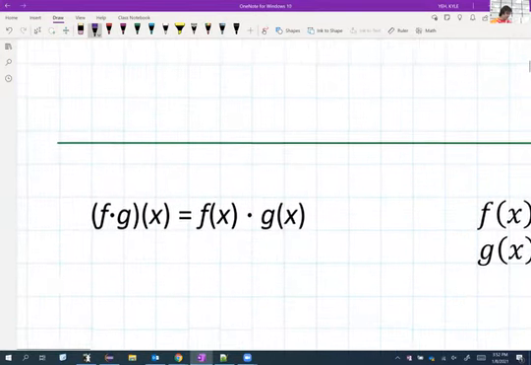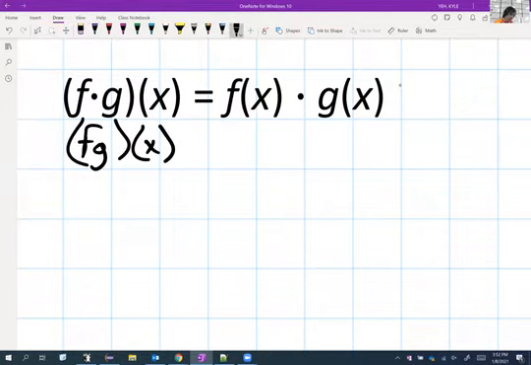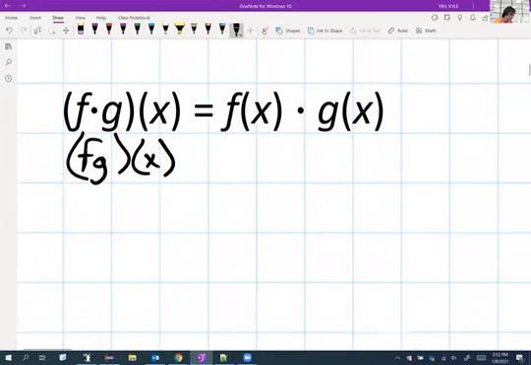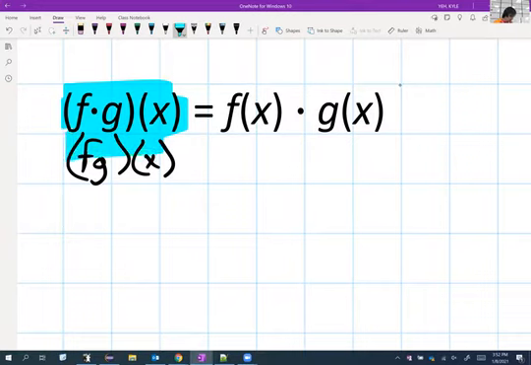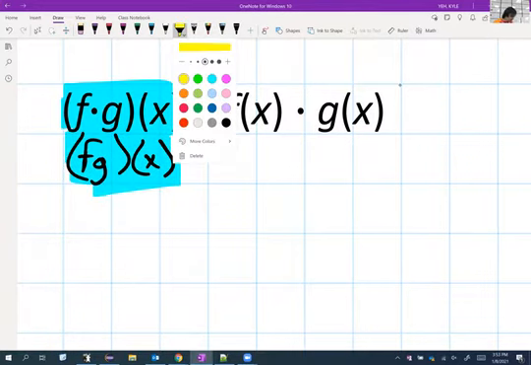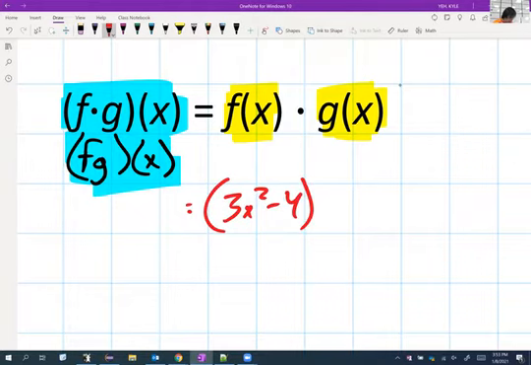What about multiplying? What if we did some multiplying? f times g of x. You'll also sometimes see this written just as fg of x. But the good news is either way it's written, it's a new notation, but we can just break those pieces down into their individual functions. f of x times g of x. So I'll write down my f of x, which was 3x squared minus 4, times my g of x, which was 17x plus 11.